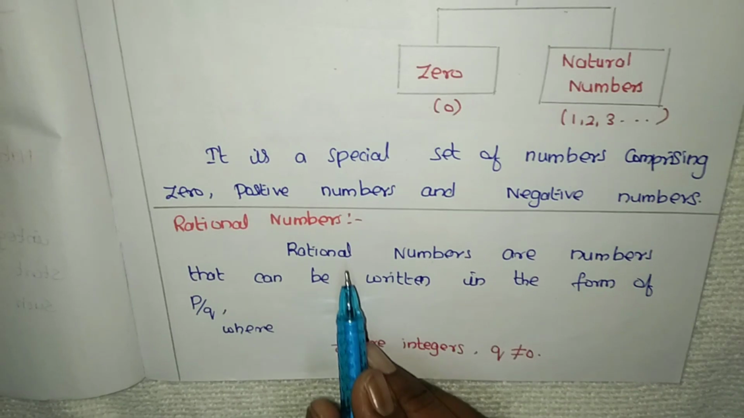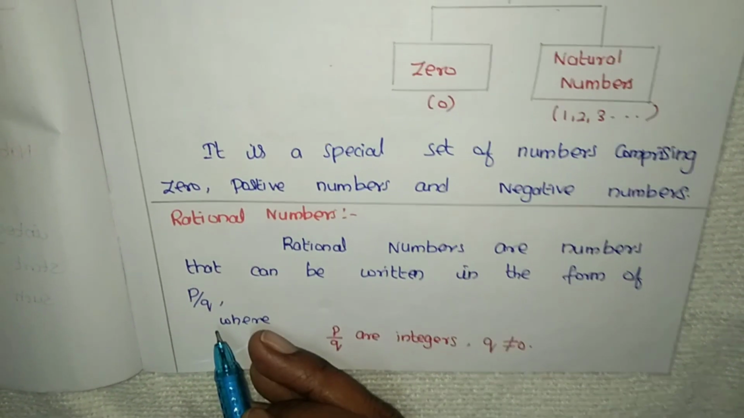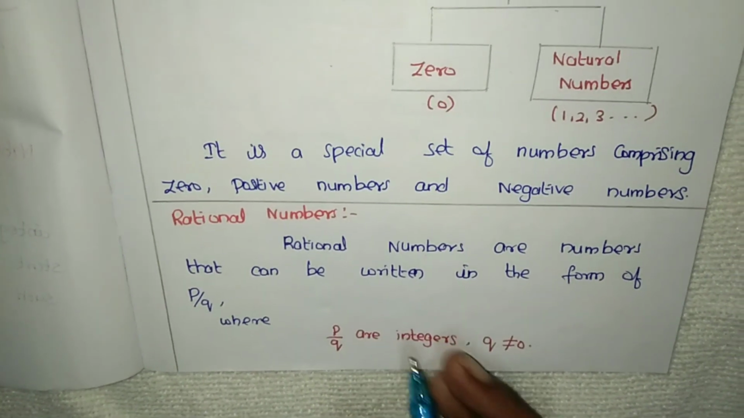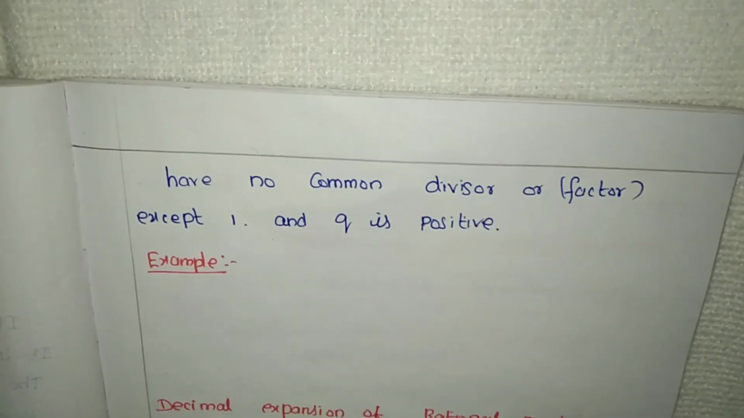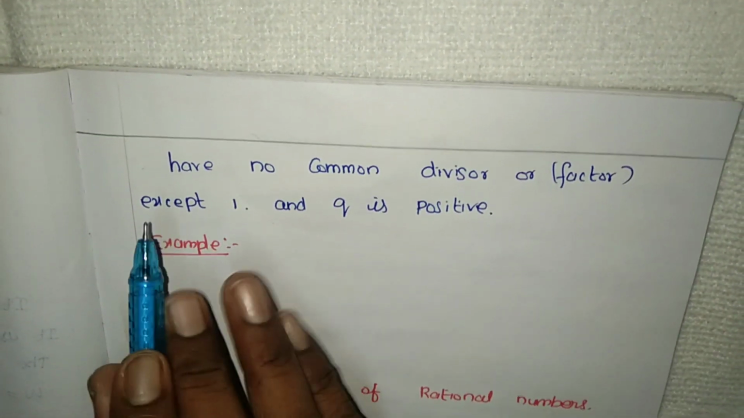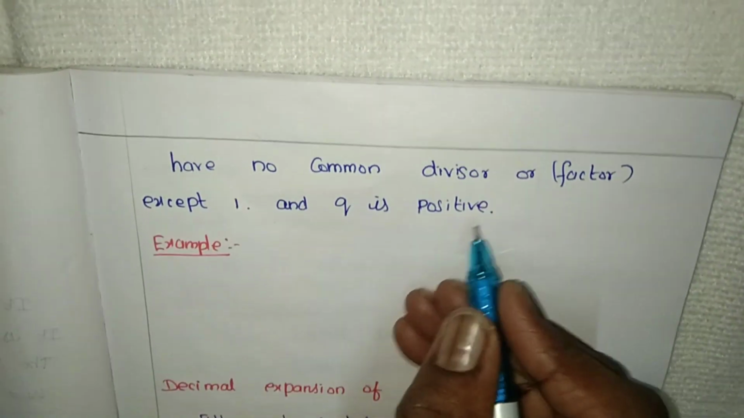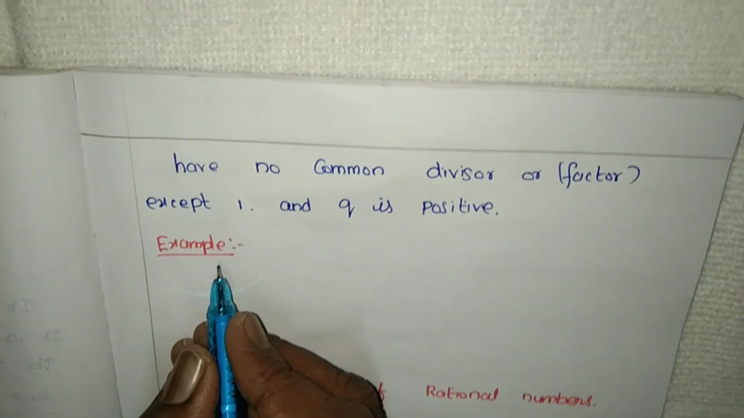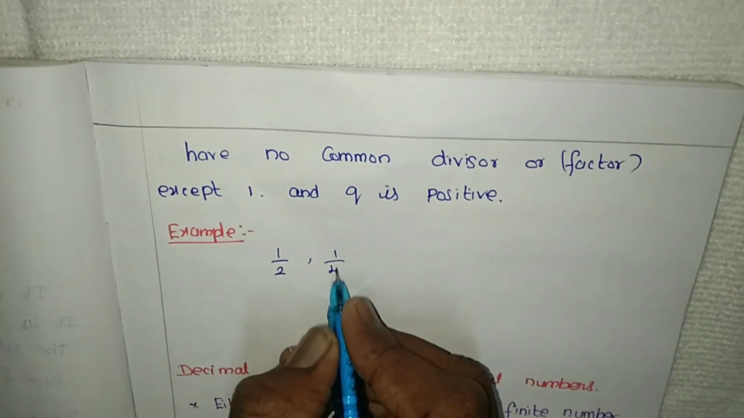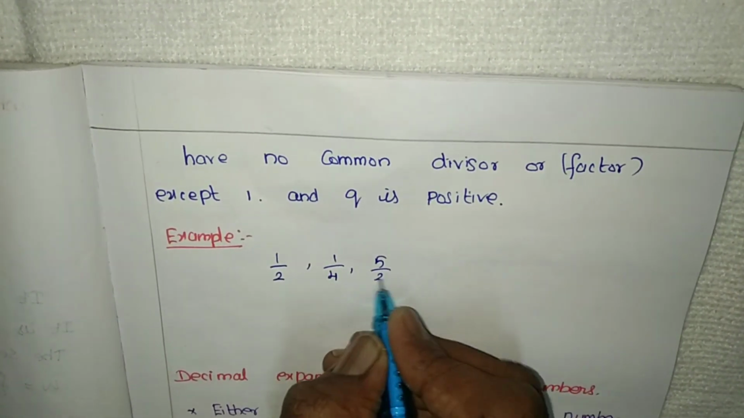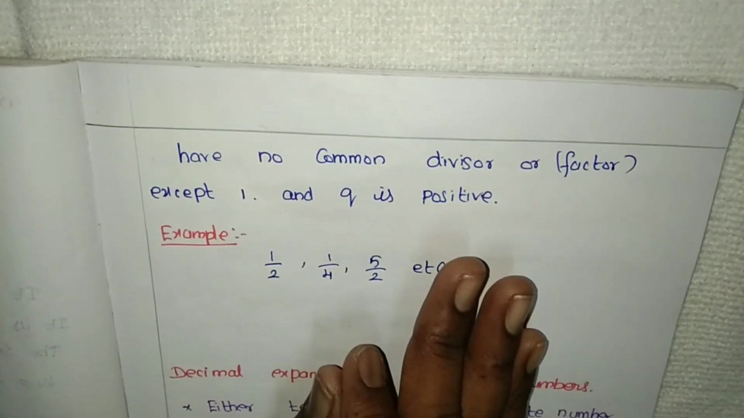Rational numbers. Rational numbers are numbers that can be written in the form of p by q, where p and q are integers and q does not equal 0. Rational numbers have no common factor except 1 and q is positive. Examples are 1 by 2, 1 by 4, 5 by 2. These are some examples of rational numbers.